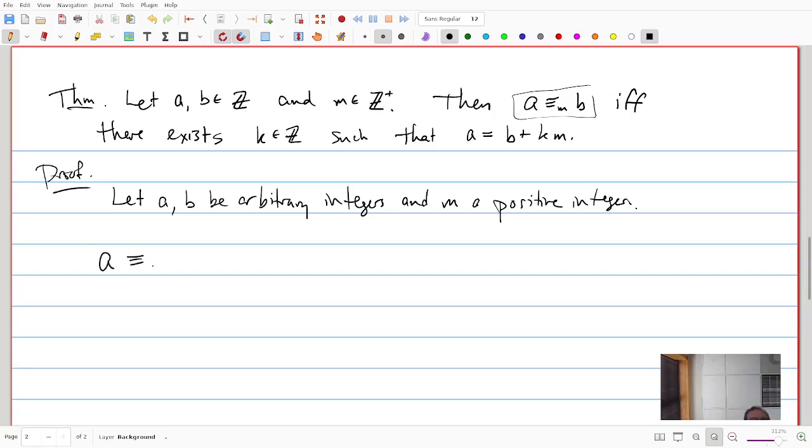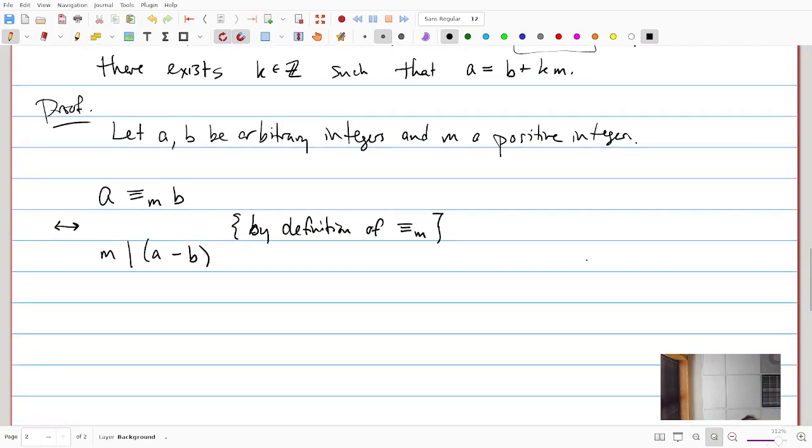Okay. So here's how we're going to do it. A is equivalent modulo M to B if and only if, well, how did we define equivalent modulo M? We defined it by saying that M divides A minus B. Right, so this is by definition of equivalence modulo M. Okay, and now, what's the definition of divides? Do we remember what that is?